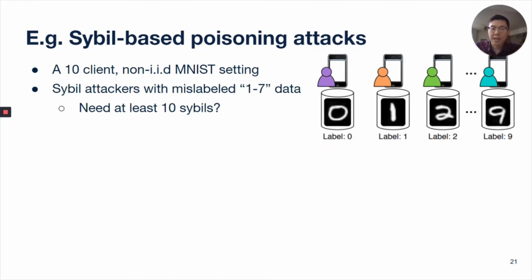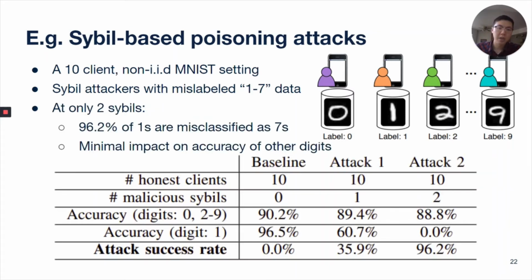Let's assume that an attacker joins the system and wants to poison this model. For example, they may want to have all ones misclassified as 7s by the eventual trained model. You may think that at least 10 sybils are required since the honest clients need to be overpowered in this system. However, due to the sparseness of data in the system, only 2 sybils are required to perform a successful poisoning attack.